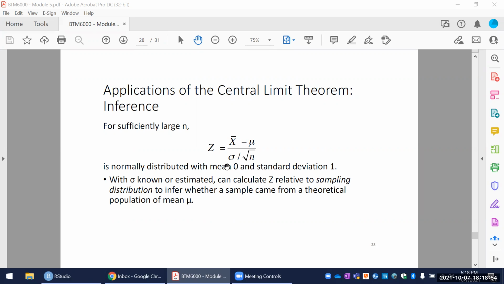And this standard error is basically, as we know, the sigma, the standard deviation of the population, divided by the square root of n. So it's again normally distributed with a mean of 0 and a standard deviation that goes in increments of 1. With sigma known or estimated, you can calculate Z relative to the sampling distribution and infer whether a sample came from a theoretical population of mean mu.